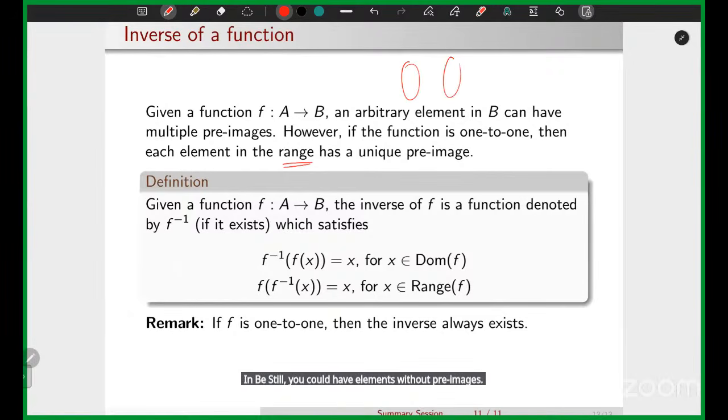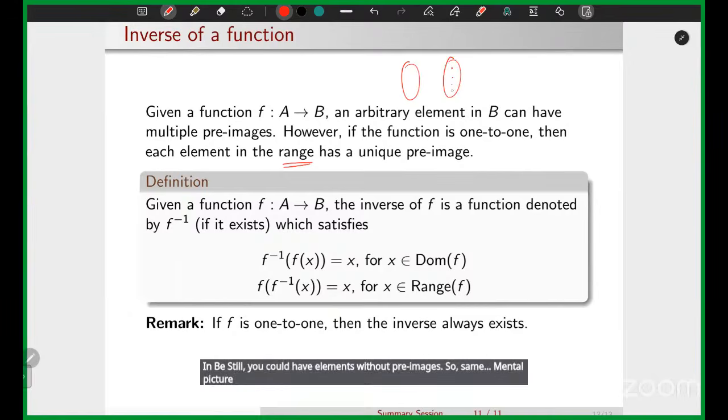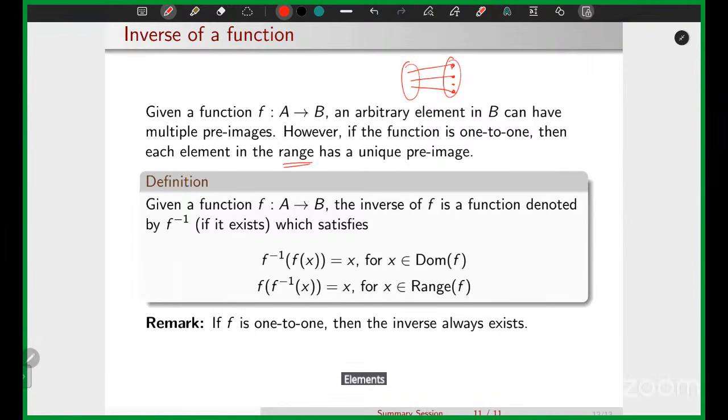So the same mental picture you should have is something like this, where if it is 1-1, you will not have multiple elements of the domain mapping to the single element, but there could be some guys left out. That we don't care about. We just let them be. We define the inverse from the range itself.